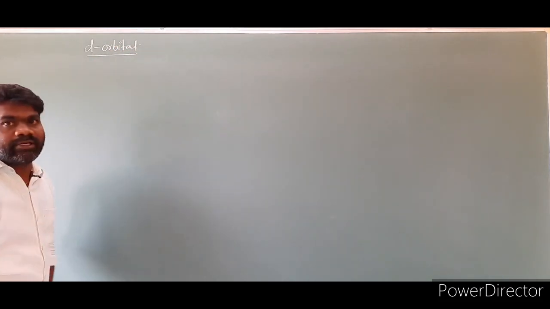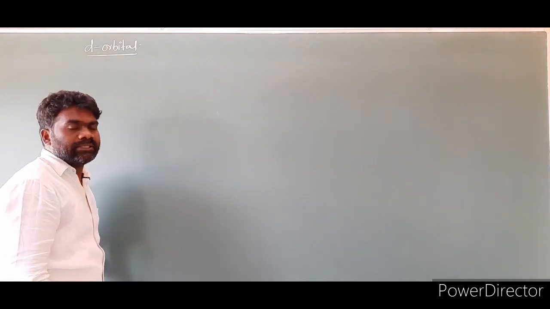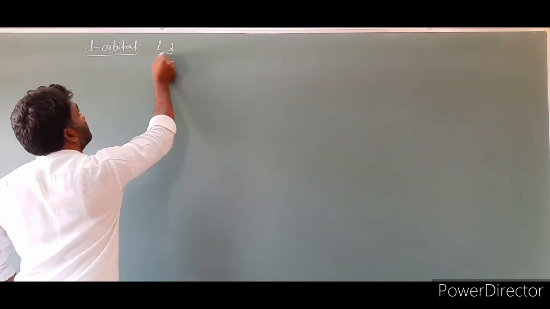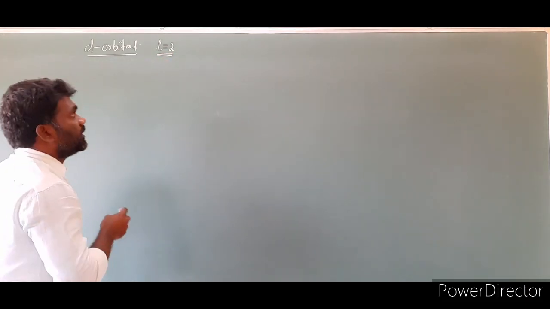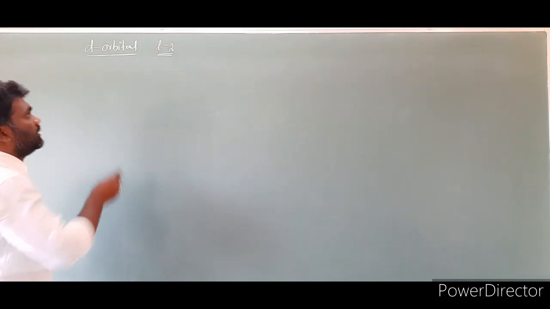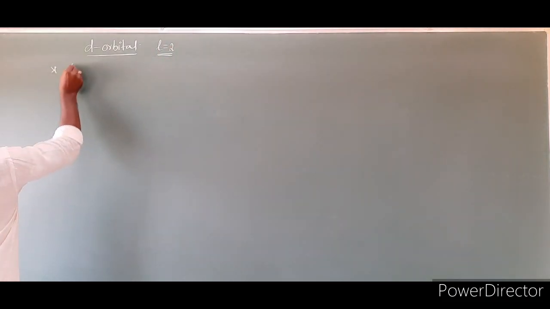Then how do we define the d orbital? We will define the d orbital on the basis of azimuthal quantum number L. L is equal to how much for d orbital? 2. So based on this, how do you define? An orbital with L equal to 2 is called a d orbital. Let us write the definition.